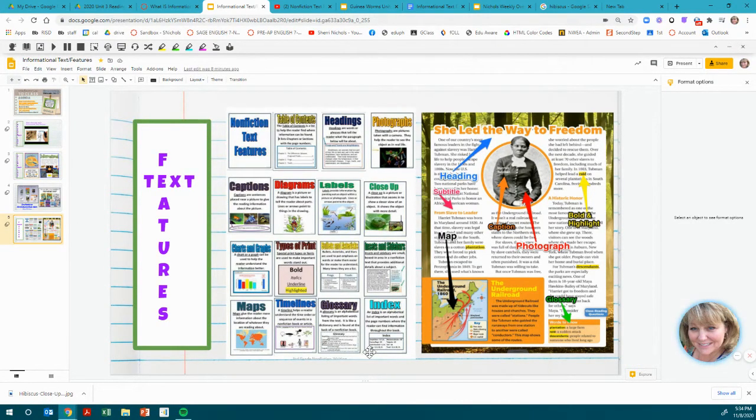A glossary is an alphabetical listing of important words from the text, and it's like a dictionary, and typically it's found at the back of a nonfiction book. An index is the alphabetical list of important words, and the page numbers where the reader can find the information throughout the book. So those are some of the most common text features that you will encounter as we are reading.